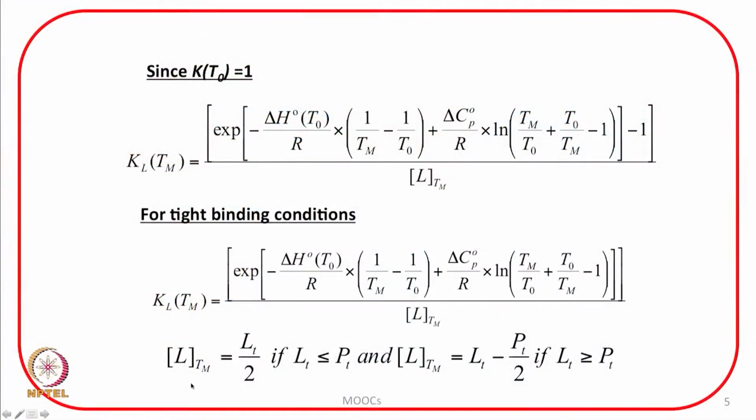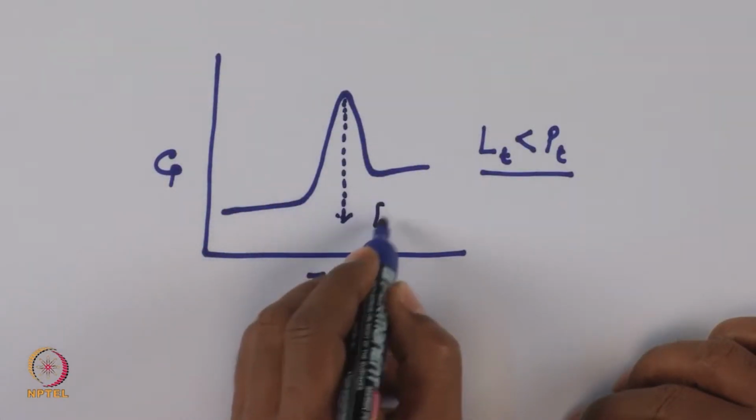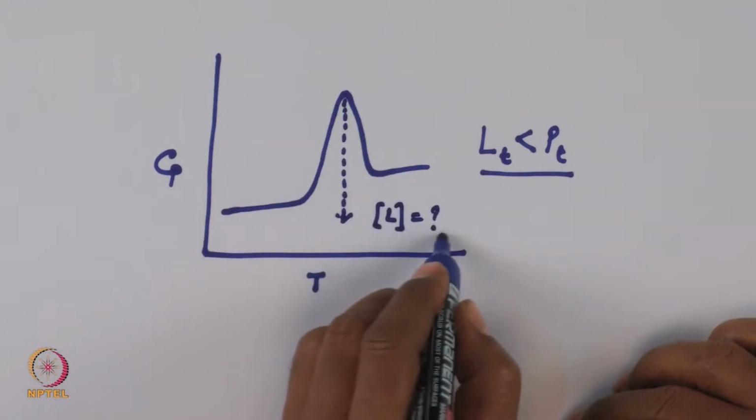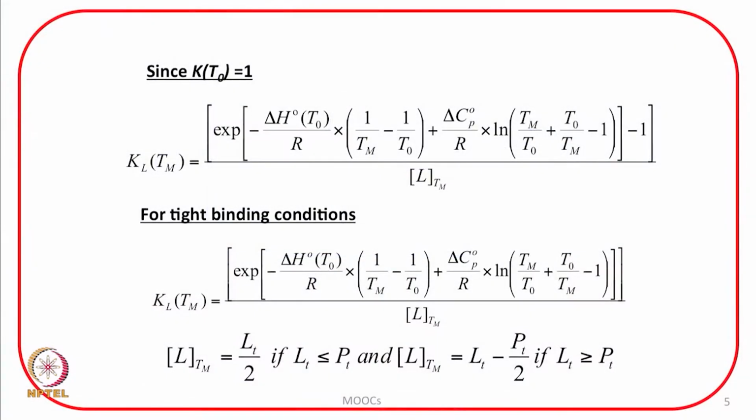And that is why the comment made over here is that the ligand concentration at transition temperature is equal to the total ligand concentration in solution divided by 2. That is, let me go to this slide, we are talking about what is the concentration of ligand at this point. Obviously, because K is equal to 1, the concentration of the ligand at Tm is also expected to be half of the total ligand concentration.